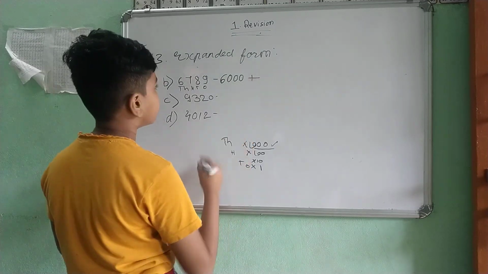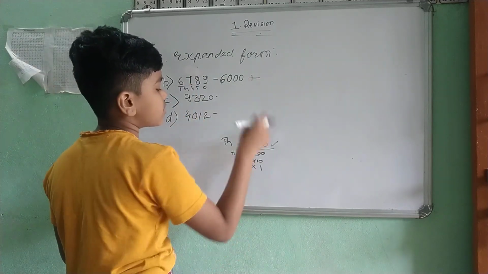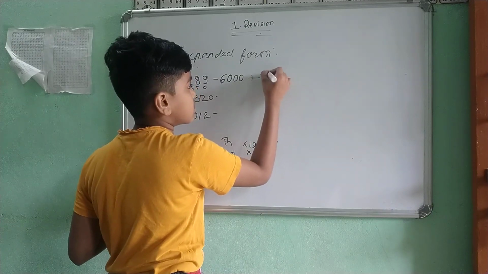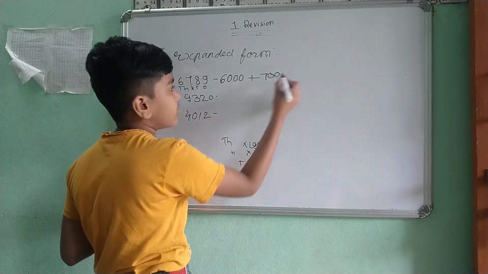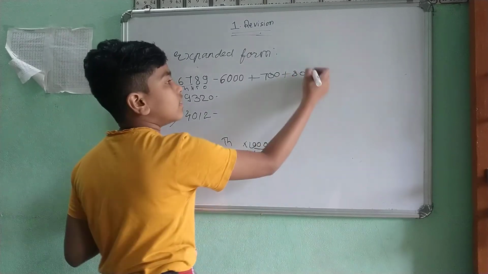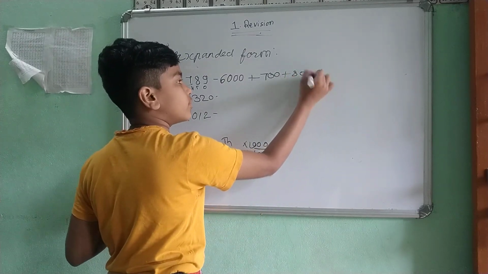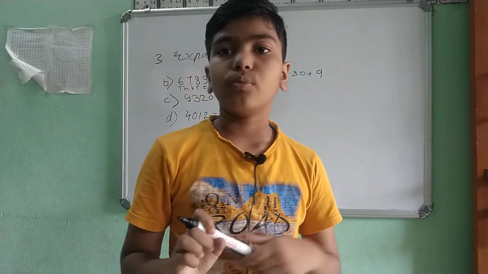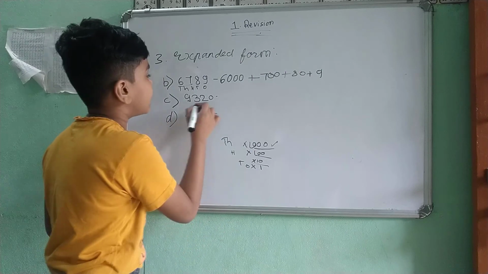Add 7. 7 in which place? Hundreds, so 7, 0, 0. Then 8, 80, plus 9. This is what the number is. Now let's go to another number.